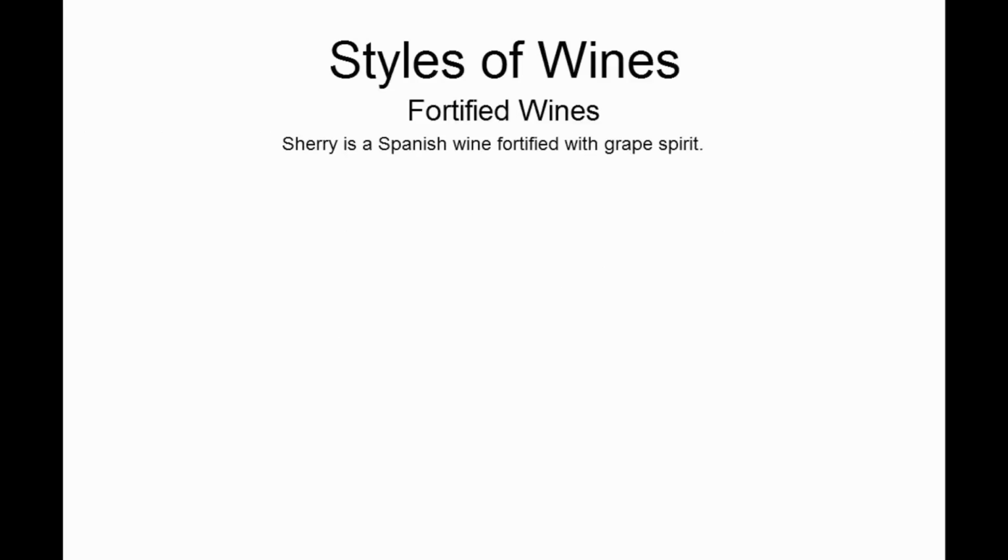Sherry is a Spanish wine fortified with grape spirit. Once the Spanish wine is fermented, the wine is pumped half full into casks. Some wines actually become sherry. Only sherries will have a white film on the top surface of the wine. The white film is called flor. Flor is an airborne yeast that can be a thick or a thin yeast.